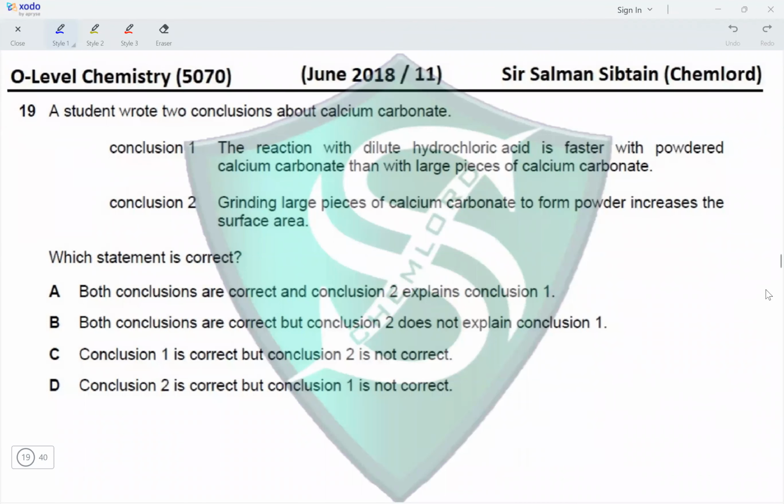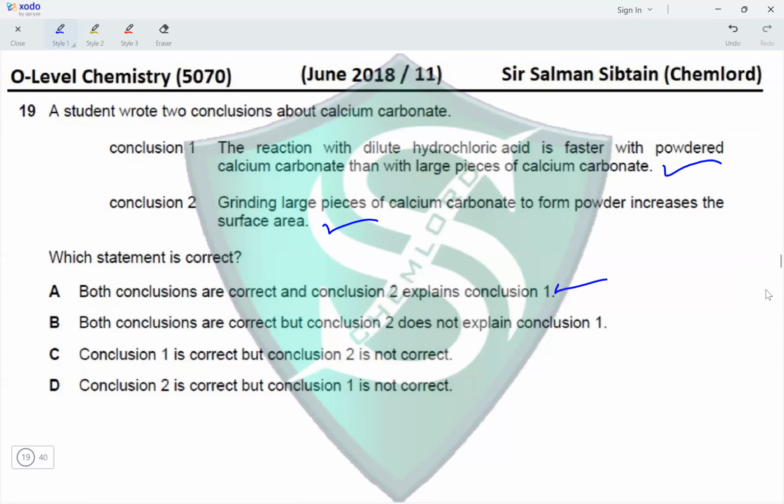Question 19. A student wrote two conclusions about calcium carbonate. Conclusion 1. The reaction with dilute hydrochloric acid is faster with powdered calcium carbonate than with large pieces of calcium carbonate. Yes, there is greater surface area. Grinding large pieces of calcium carbonate to form powder increases the surface area. Exactly. This is the reason for conclusion 1. So, which statement is correct? Both conclusions are correct. Yes. And conclusion 2 explains conclusion 1.